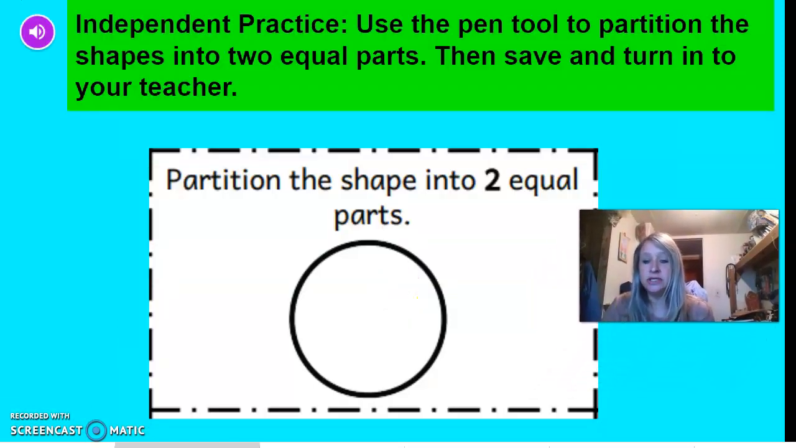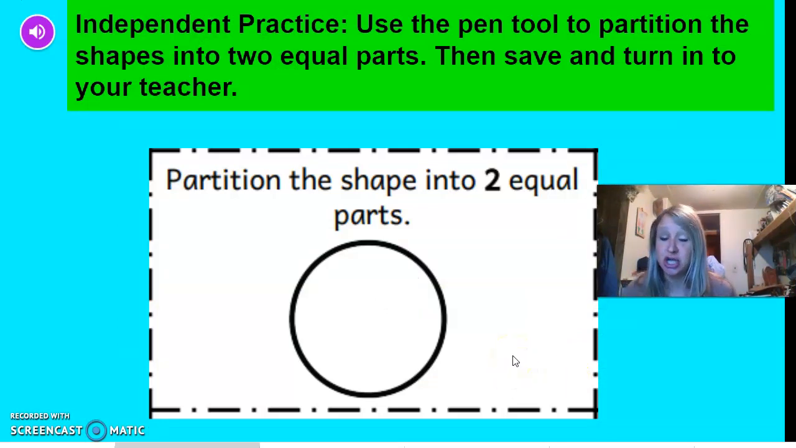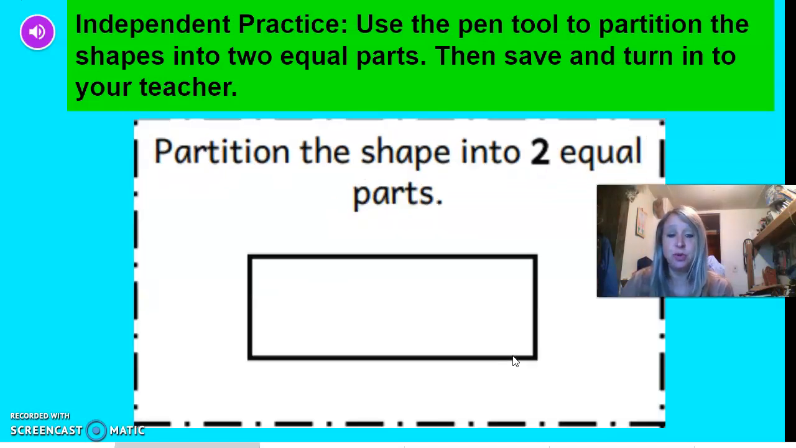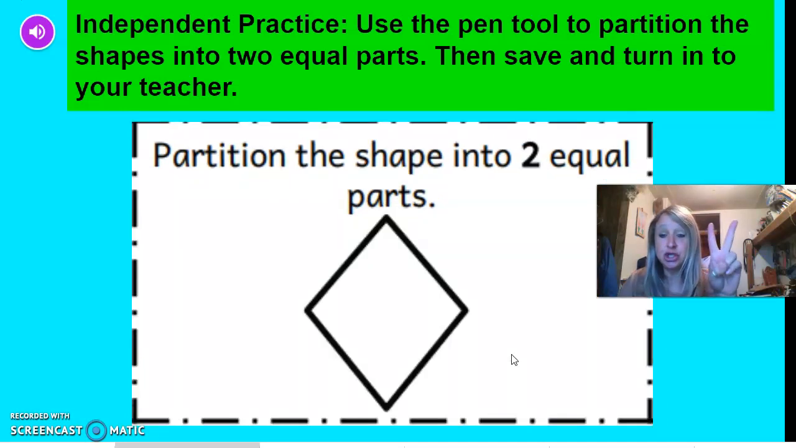Now, what you're going to do is practice partitioning shapes into 2 equal parts. You're going to use the pen tool to partition the shapes into 2 equal parts, then save it and turn it into your teacher. There are 4 shapes for you to partition into 2 equal parts.